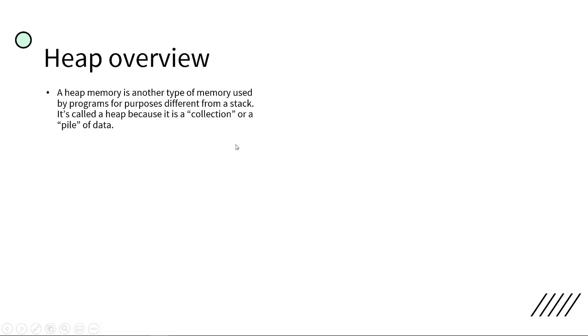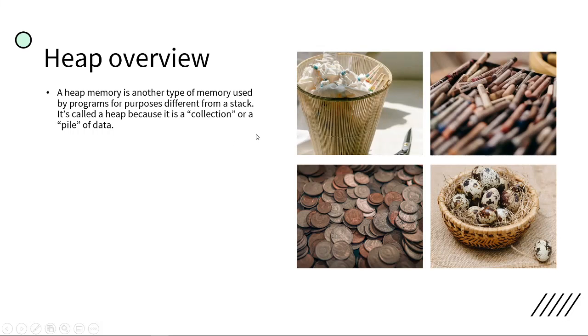It's called a heap because it is a collection or a pile of data. So for example, in my pictures, we have a heap of clothes. Next, a heap of crayons. Below, we have a heap of coins. And then lastly, we have a heap of eggs. So that is a heap.